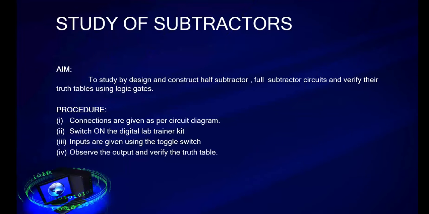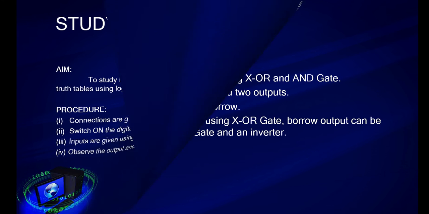In this video, we'll be seeing about subtractors. The aim is to study by design and construct half subtractor and full subtractor circuits and verify the truth table. The procedure is given below. We have to give connections with the help of the circuit diagram and switch on the digital lab trainer kit. Inputs are given using the toggle switch and we have to observe the output and verify the truth table.